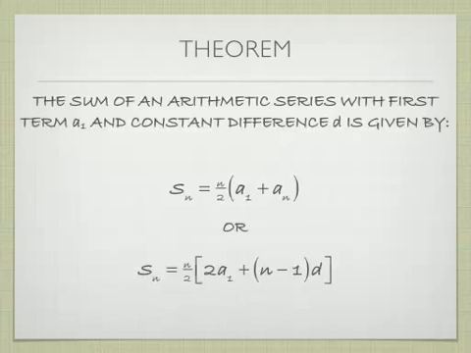In the first one, we need to know the first term and the last term, or whatever term it is we're dealing with. In the second one, we need to know the first term and the constant difference, and that will help us find what term we're looking at. So you have to be able to choose which formula to work with based on what problem we're working with and what we're trying to find.